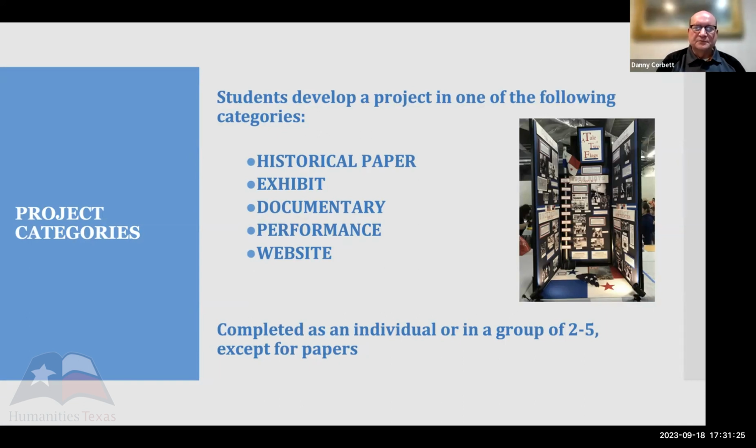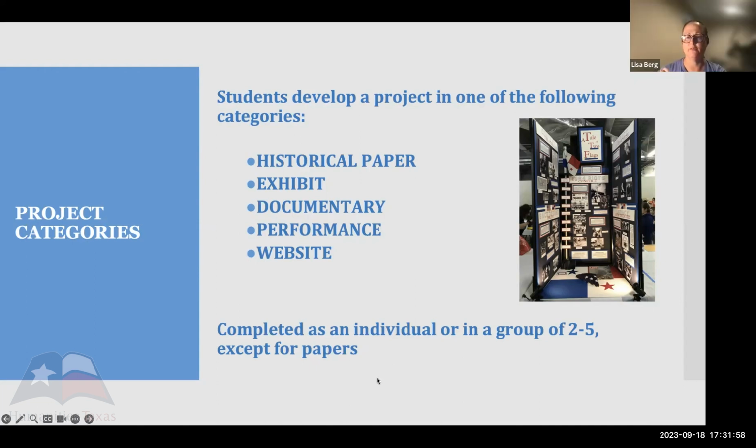All of these can be completed by individual students working on their own, and for the four categories, except for papers are individual only. The other four categories, exhibit, documentary, performance, and website, can also be done by small groups of students working collaboratively. So groups are considered to be 2 to 5 students working together. Okay, and we're going to talk a bit about each of these categories here.